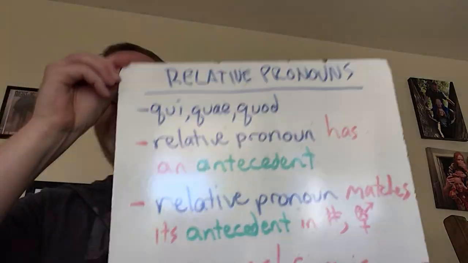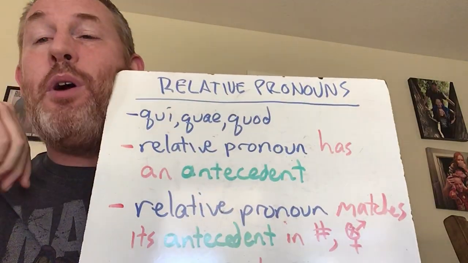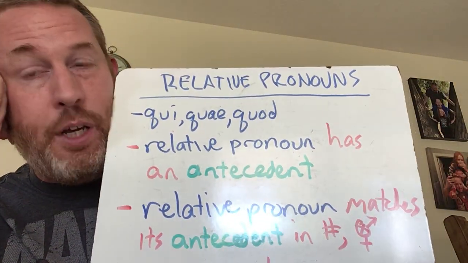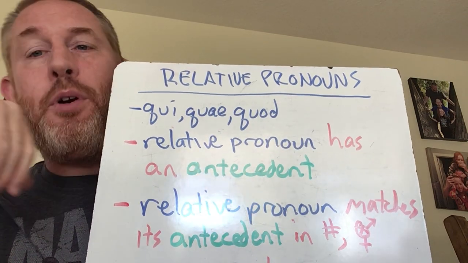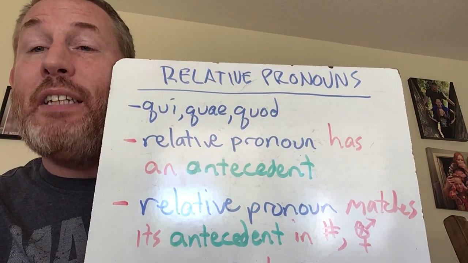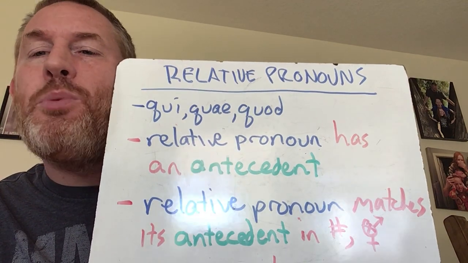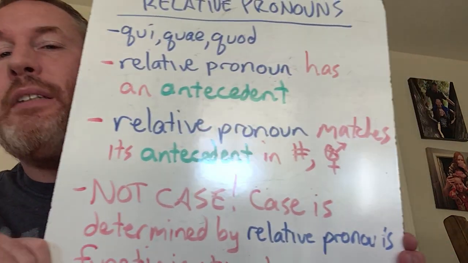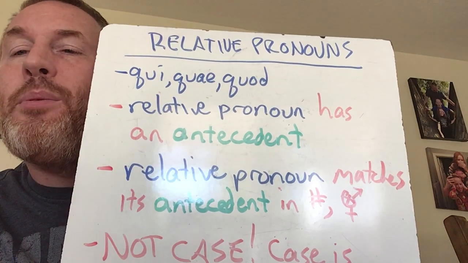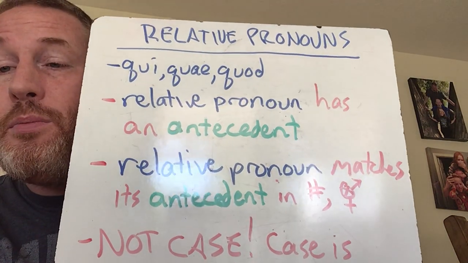So what is a relative pronoun? Because that's the lesson for the week. Well, a relative pronoun is qui, quae, quod, and then of course the plurals, which are qui, quae, quae. A relative pronoun has what's called an antecedent. So it essentially means who or which, okay? Now the antecedent is the thing that the relative pronoun is referring to, okay?